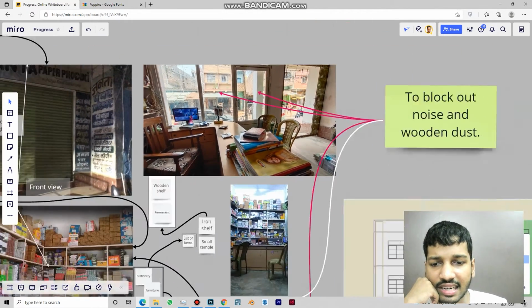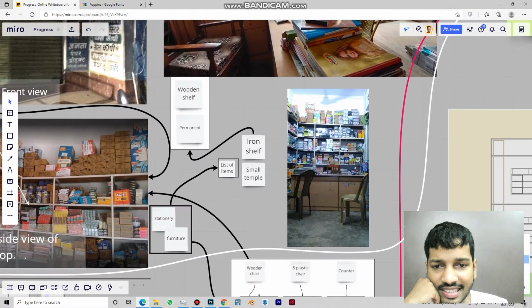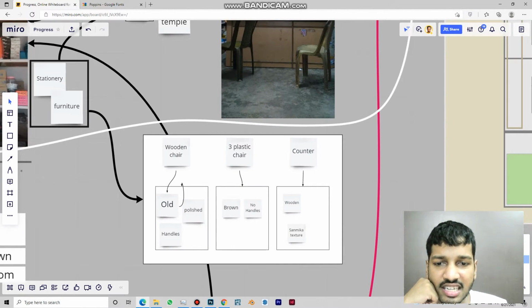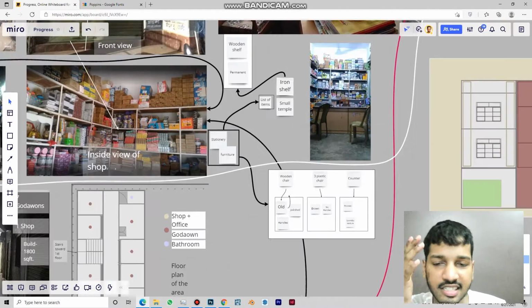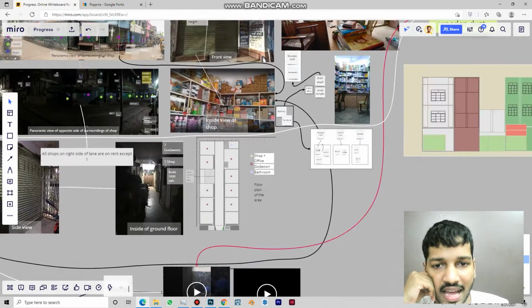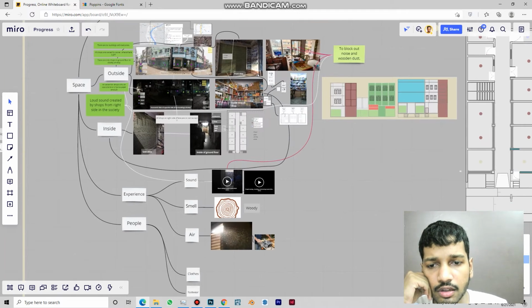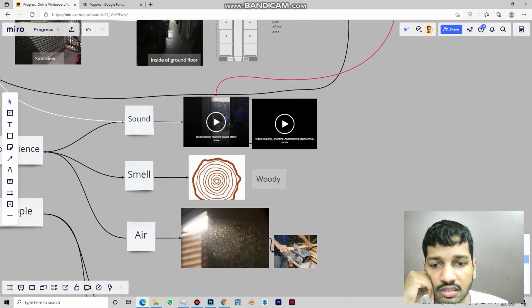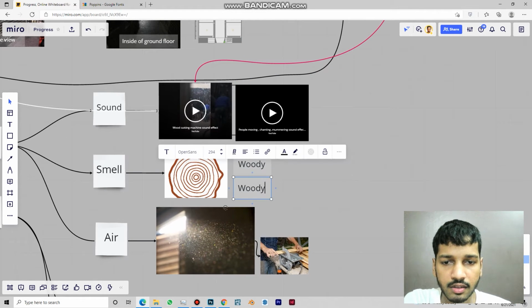These inside views show what they have in the shop, stationery and furniture. In the furniture, do they have wooden chair, plastic chair, counters, like wooden chair, their material detail. Inside of the shop, basic floor plan. On the experience, on the basis of this, there was one more actually. Sorry.